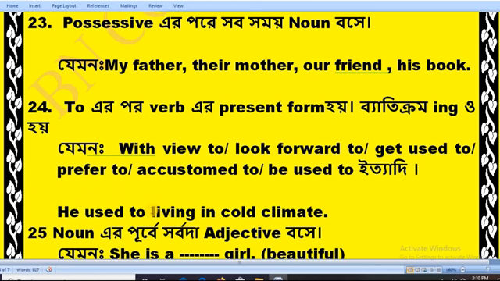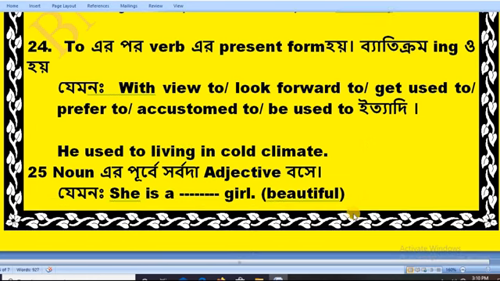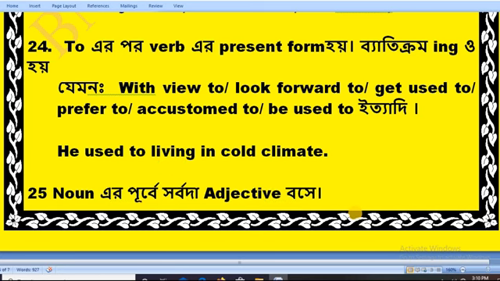Suppose he used to living in cold climate, right? He used to living in cold climate. We went to New Market with a view to buying a laptop, right? With a view to, you have to use here verb plus ing.